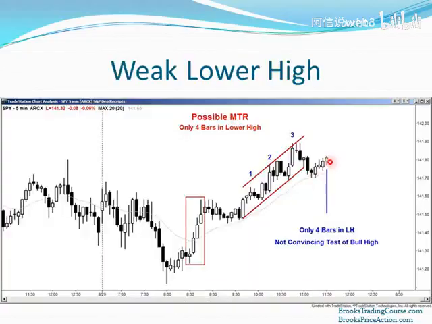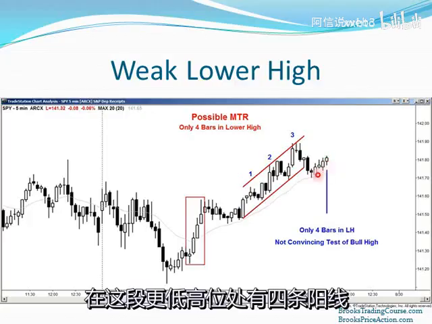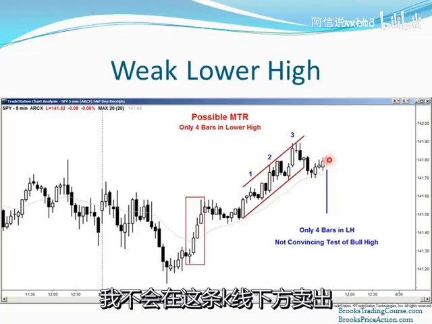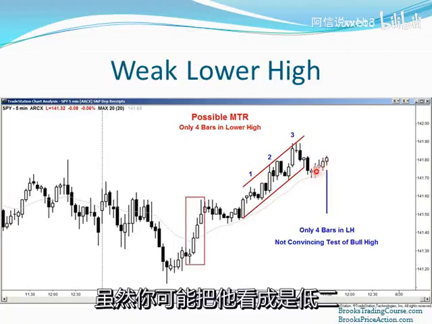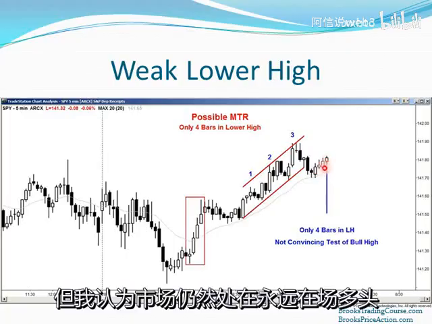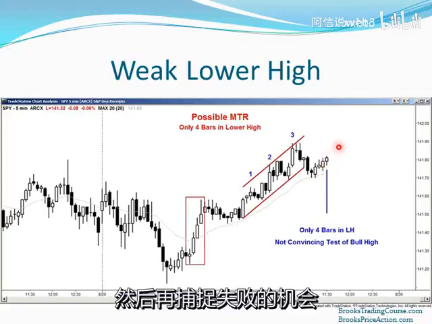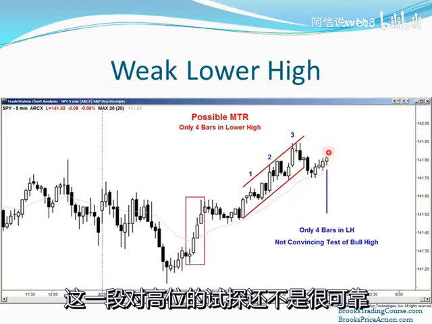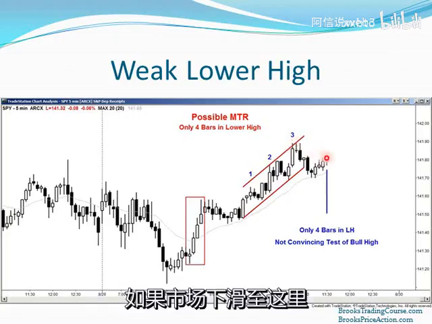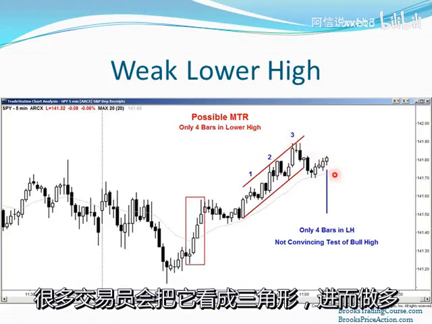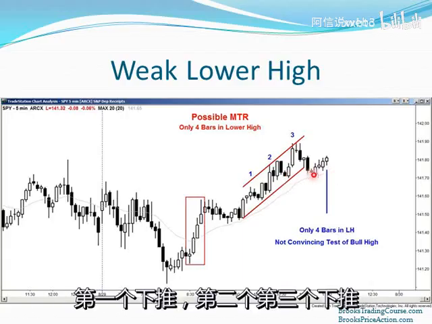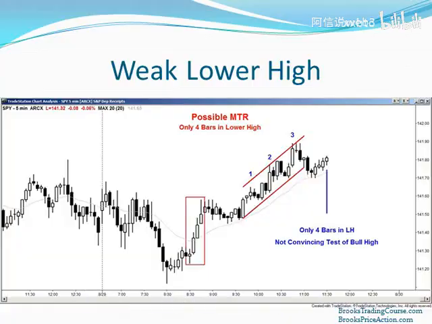So here we are. We're trying to rally up. And so far we only have 4 bars in this lower high. And they're all bull bars. I would not short below this bar, even though you can argue it's a low 2. To me, we're still always in long, and I'd like to see more bars up and then a failure. This is not a convincing test of this high, and if the market comes down here, I think a lot of traders will be looking to buy this as a triangle. 1 push down, 2 pushes down, 3 pushes down.